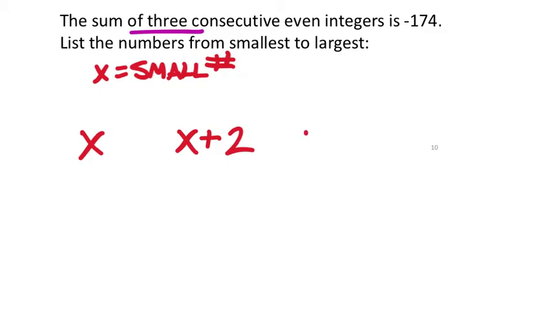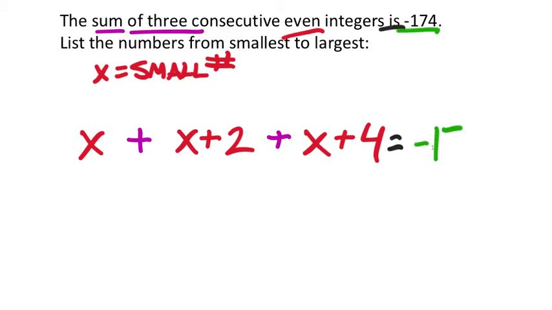The third number, which is going to be the biggest one, since it's 2 more than the middle one, should be the smallest number, but now plus 4. Okay? Because these are specifically even integers. They're 2 away from each other. So small number plus 2, the next one would be the small number plus 4. And it's the sum, so we are going to add these together, and that equals negative 174. All right, so this sets up the equation, which again, for this one is its own answer, and that's okay.